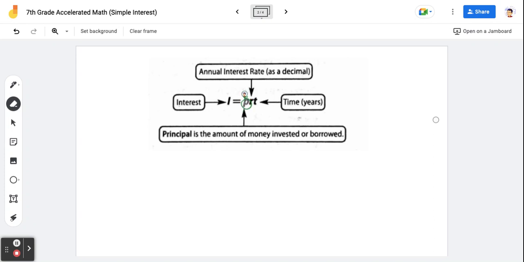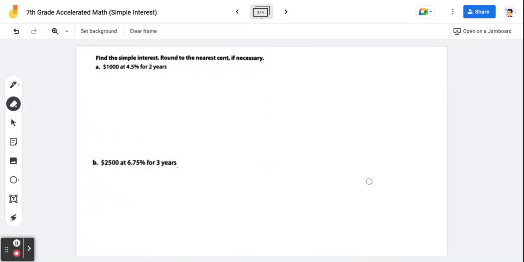P is the principal. So it's that initial amount of money, either that you are investing or that you are borrowing. We'll identify the principal for every problem we see. R is the annual interest rate, and your rate is going to be given as a percentage. We want to convert it to a decimal. And finally, T is your time, but in this case, it's always going to be your time in years. Years are what we're talking about. So let's go right into it. Let's do some problem solving.